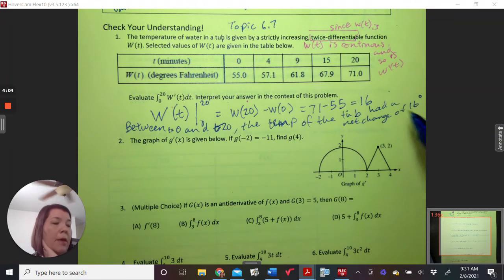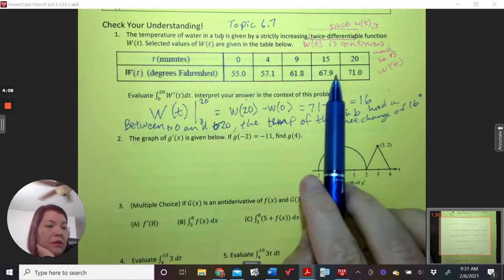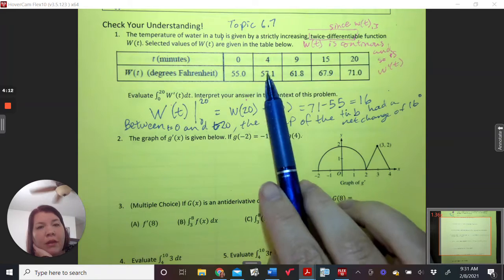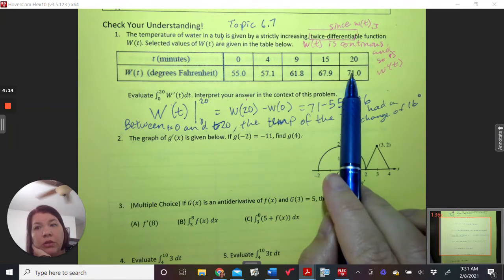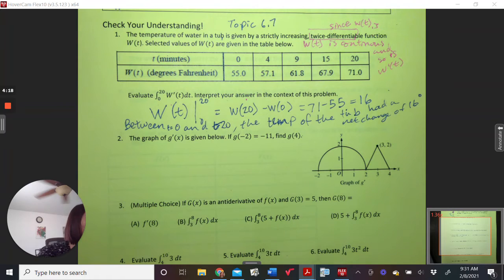So net change. We notice this is strictly increasing, so that's pretty straightforward. But since it's continuous, this is a total change over time. Okay, period. All right, let's see what happens next.